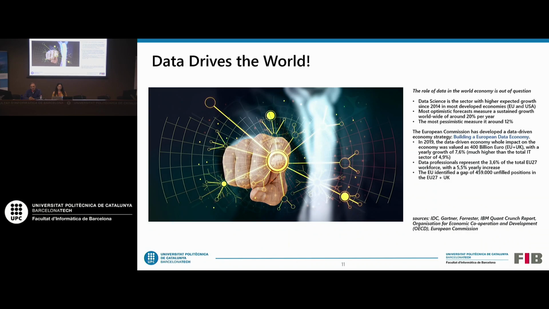This is considering the UK as well, okay? And also that data professionals already represent near 4% of the complete workforce of the European Union. So it's a field that is growing quite a lot. And importantly, something that is interesting for you if you want to consider a master's in this topic is that they consider more than 450,000 empty positions in this field, because there is a lack of people trained in data science nowadays in Europe.